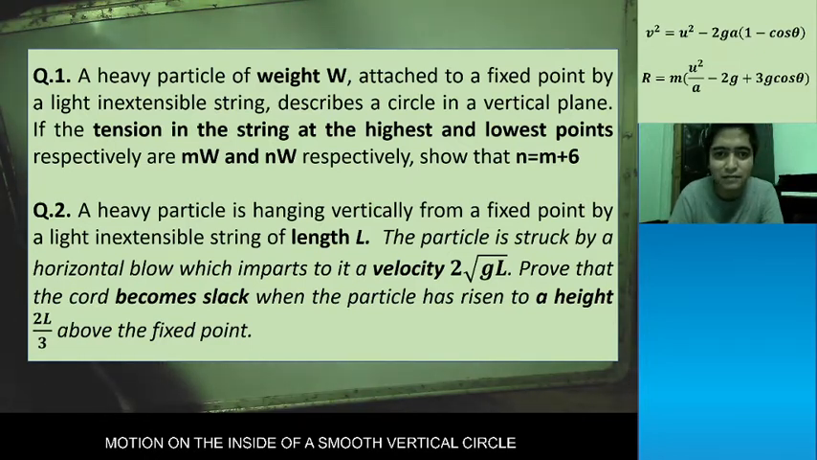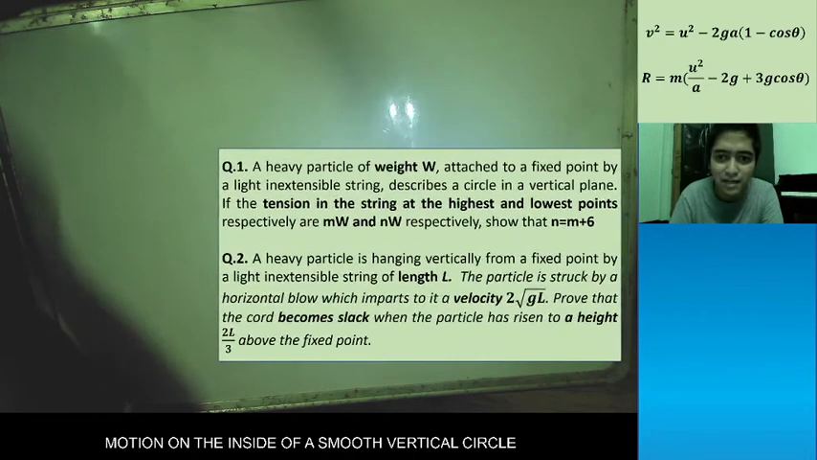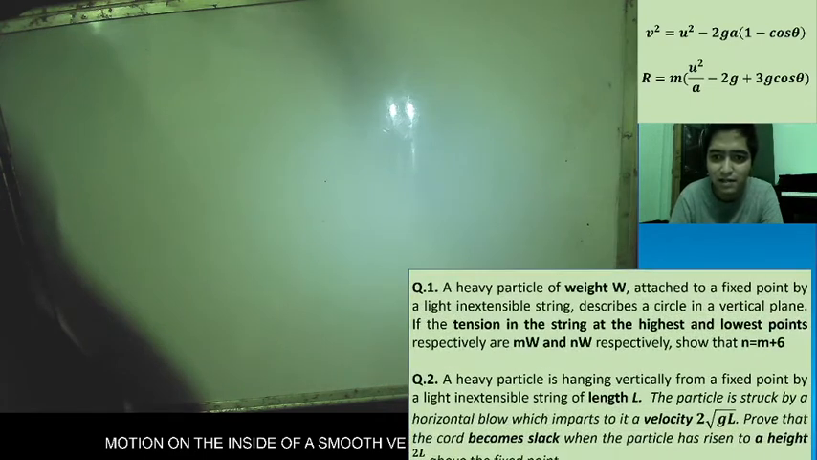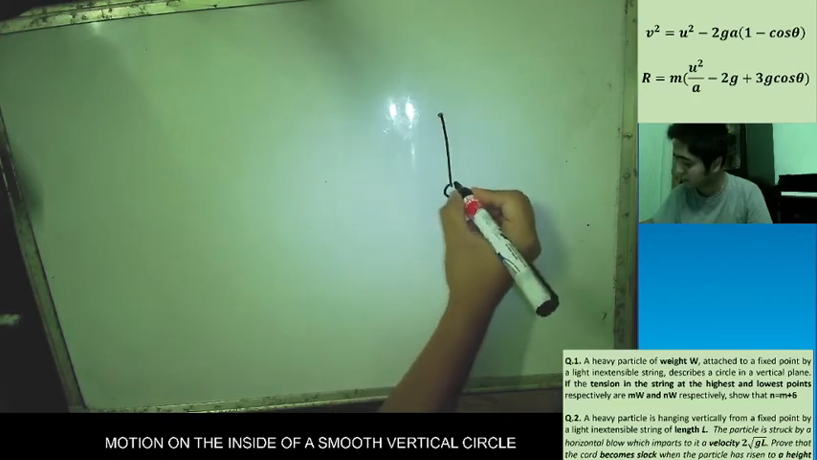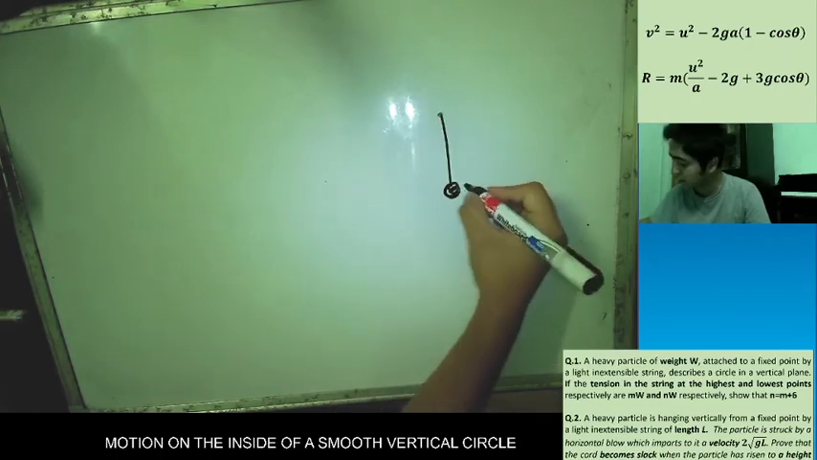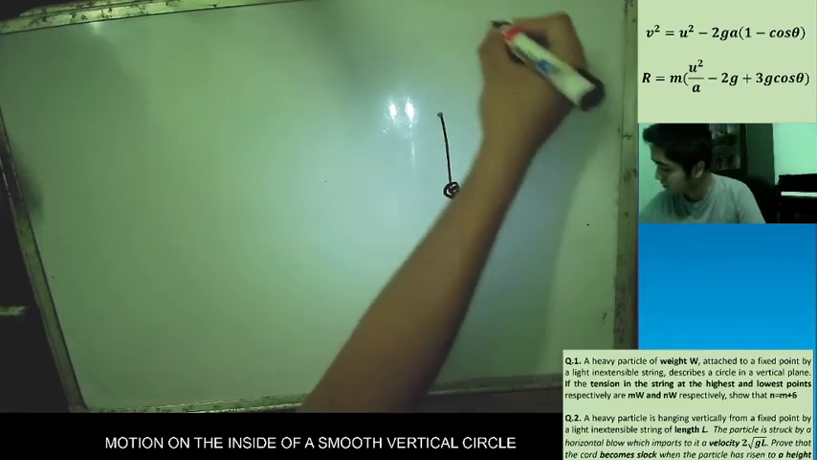The particle describes a circle in a vertical plane, and the tensions in the string at the highest and lowest points are given. Then we have to show that n equals m plus 6. Let me keep the question here. So over here, what is happening? Again, you are tying a stone and swinging it vertically.